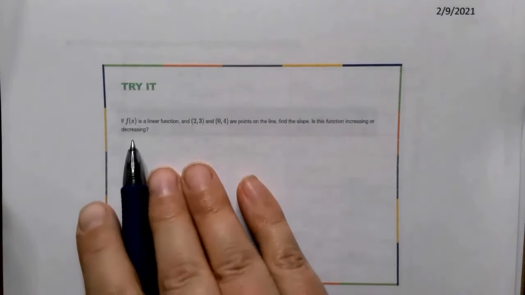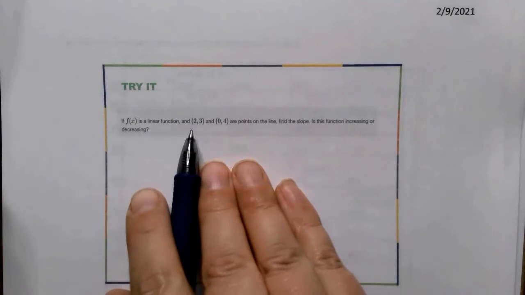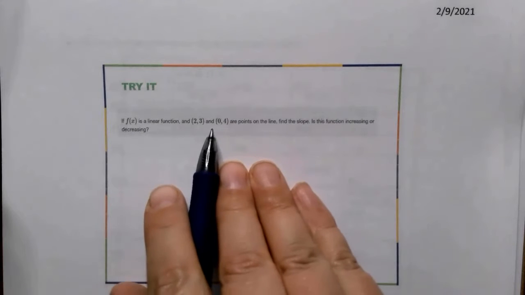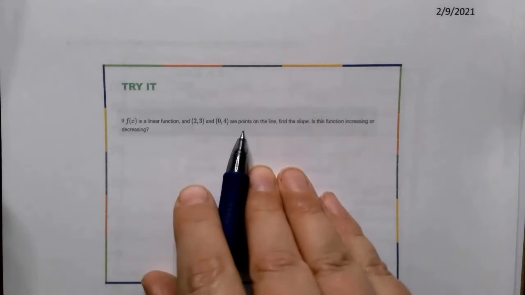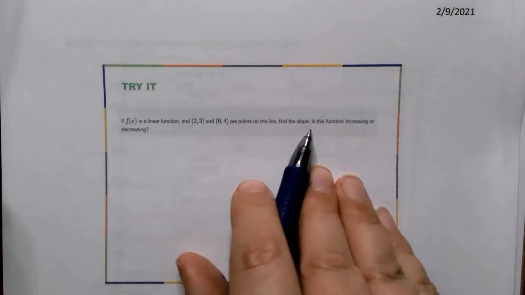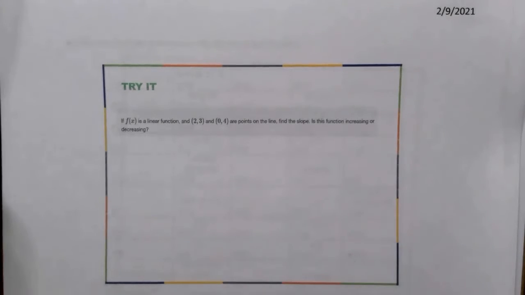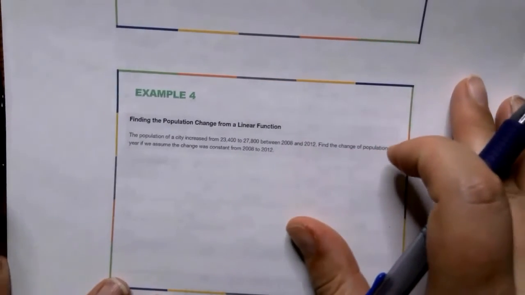It says if f of x is a linear function and (2, 3) and (0, 4) are points on the line, find the slope. Is this function increasing or decreasing? I want you to try this problem on your own. I'm going to pause here. Oh, well, you pause the video here. And I assume that you did that, and we're going to move forward to the last example in this video.